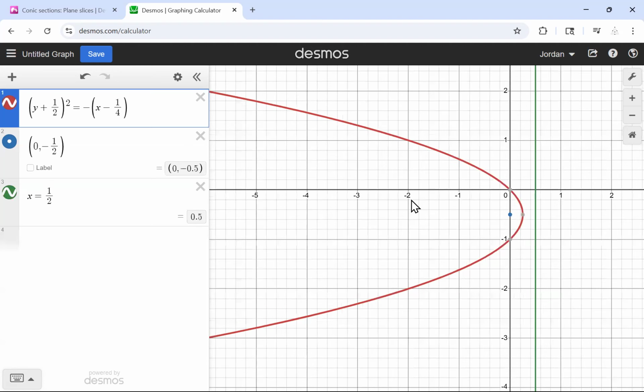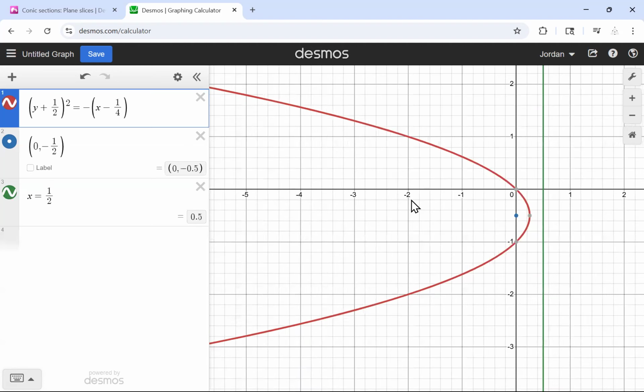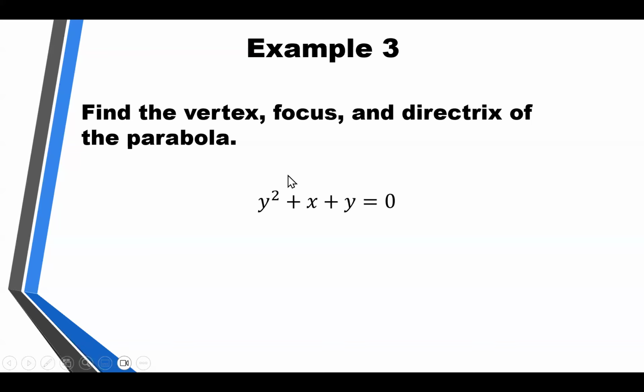So this is the idea. It's always nice to kind of sketch it. I know it's tough for me on this video to sketch a graph by hand, but we try to. So that's how we can find the vertex, the focus, and the directrix of this parabola.